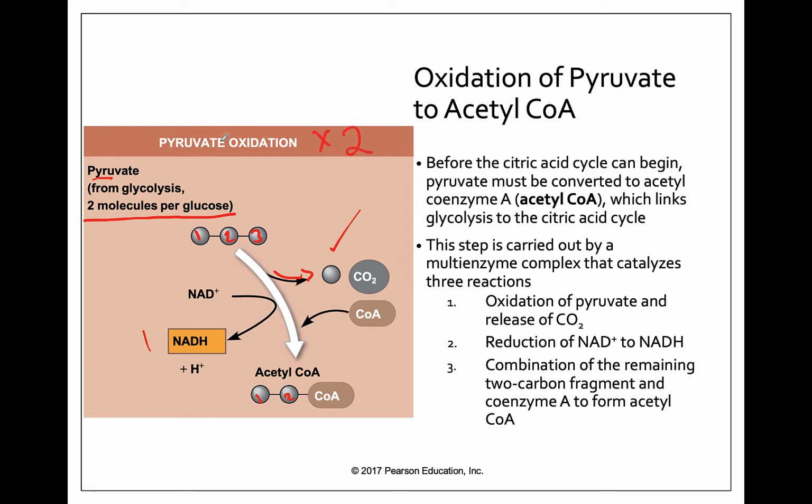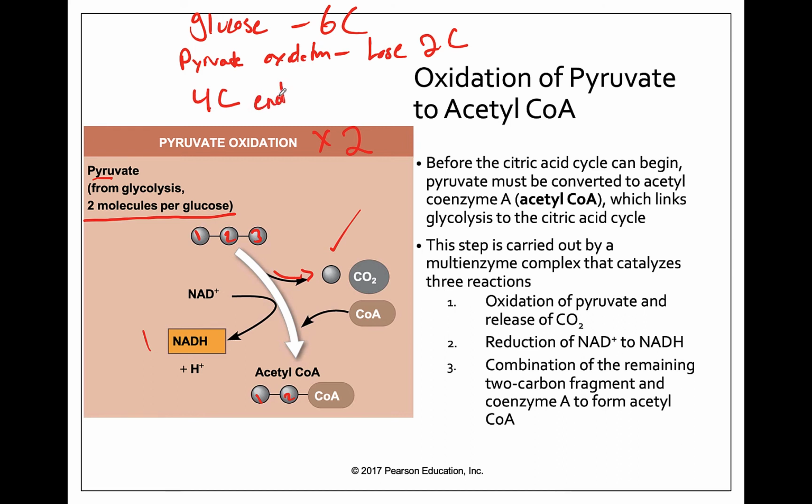So what that means is glucose started out with 6 carbons. In the pyruvate oxidation, we are going to lose 1 CO2 for each pyruvate. So we're going to lose 2 carbons total. And we're only going to have 4 carbons that actually enter the citric acid cycle.